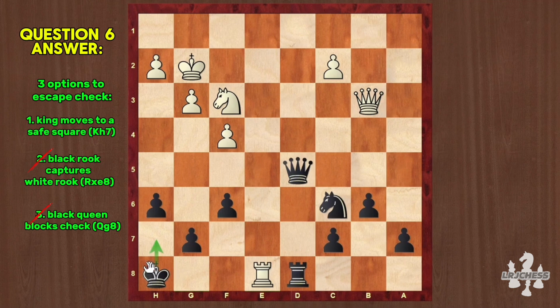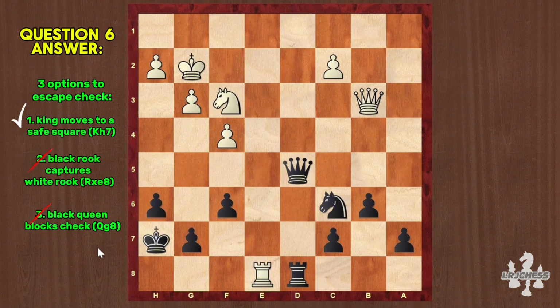Lastly, we have king move. If you play king to h7, you get out of the check. Your rook is still protected, your queen is still protected, and your king is safe. Because of that, king to h7 is the correct move. And that would be the only answer from this position.